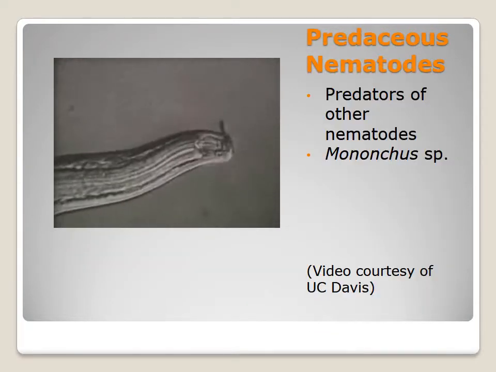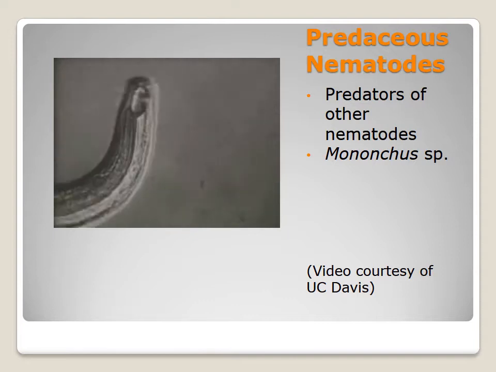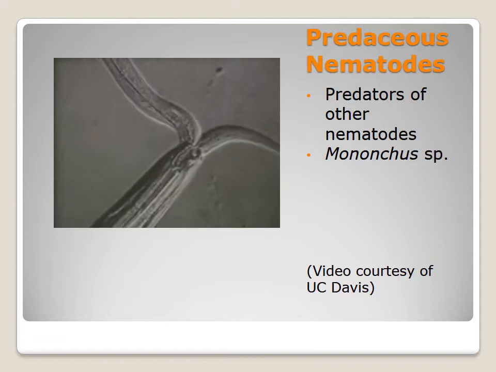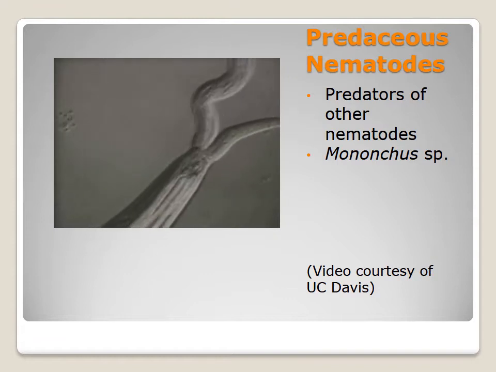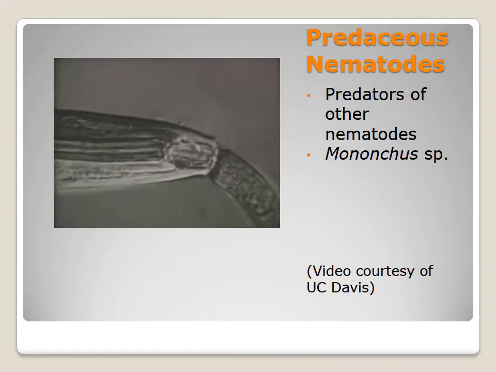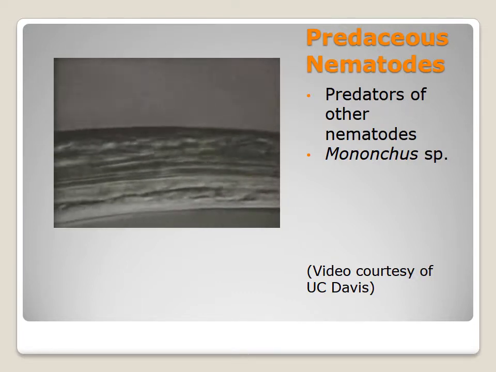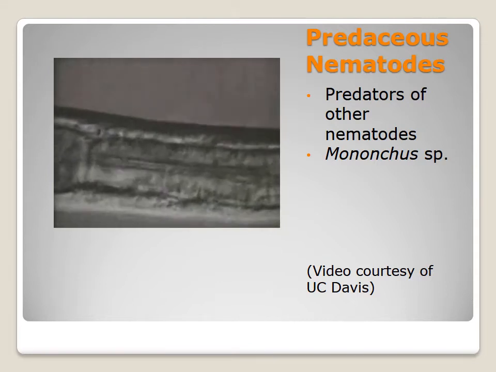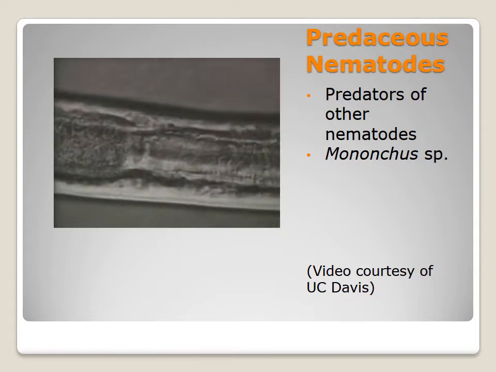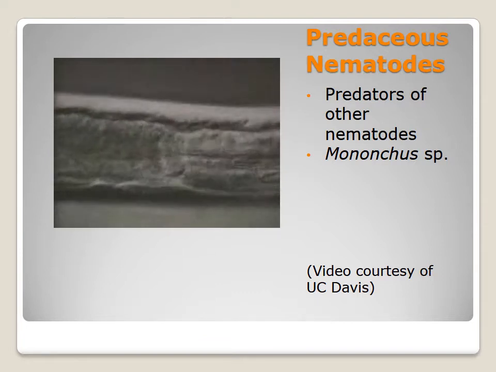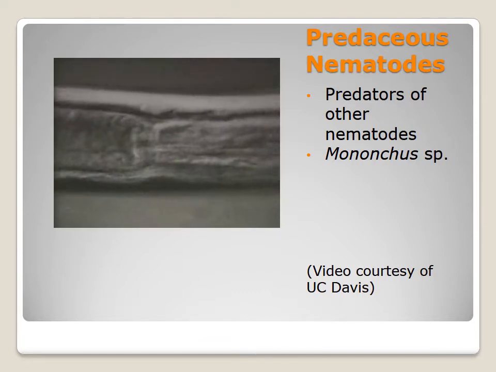There are predaceous nematodes, which means that these nematodes feed on other pest nematodes. One of the most common genera is Mononchus. And here's a little video of one of these nematodes in the soil. You see he's crawling along looking for some food source. He finds another pest nematode, grabs a hold of him, and consumes him.